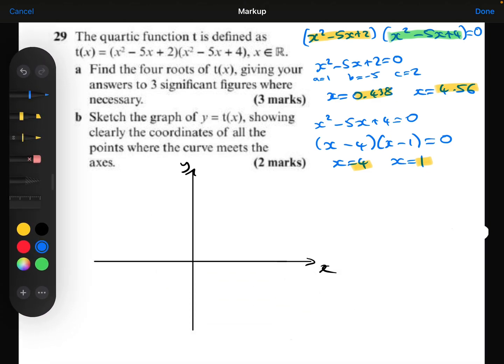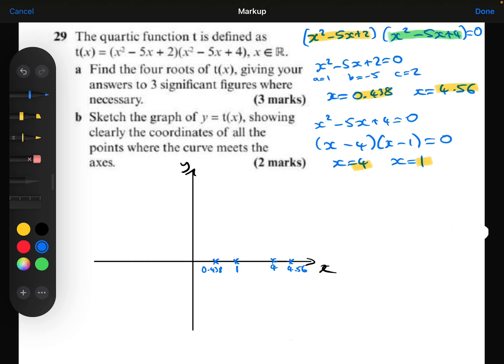So we're sketching a graph and we need to show the coordinates of all the points where the curve meets the axes. Well, we've just found the 4 roots, so let's plot them on. We've got the root at 0.438, we've got the root at 1, we've got another root at 4, and another root at 4.56.